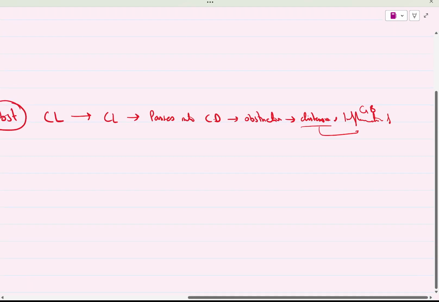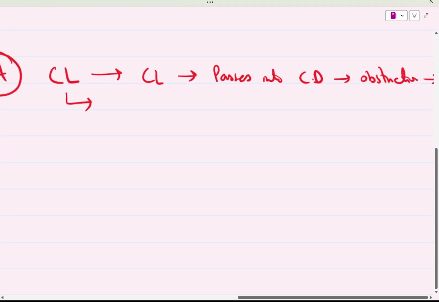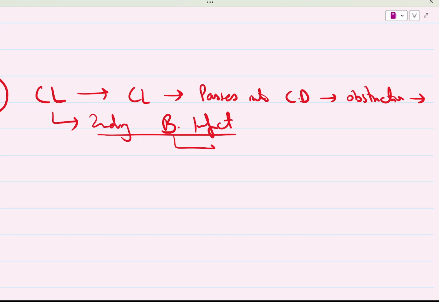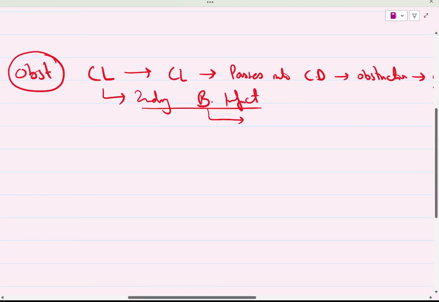So the next cause in acute calculus cholecystitis, the pathophysiology, is secondary bacterial infection. The patient may also have a bacterial infection, but it is not necessary to develop cholecystitis due to bacteria like E. coli, Klebsiella, Enterobacter, and Enterococcus species. It is not the most common cause, so we are not going to discuss it.